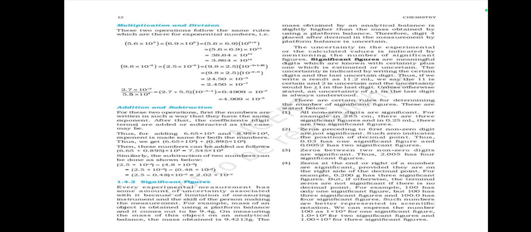For example, 100 has only one significant figure, but 100. has three significant figures. 100.0 has four significant figures. Such numbers are better represented in scientific notation. We can express the number 100 as 1 into 10 to the power 2 for one significant figure, 1.0 into 10 to the power 2 for two significant figures, and 1.00 into 10 to the power 2 for three significant figures.